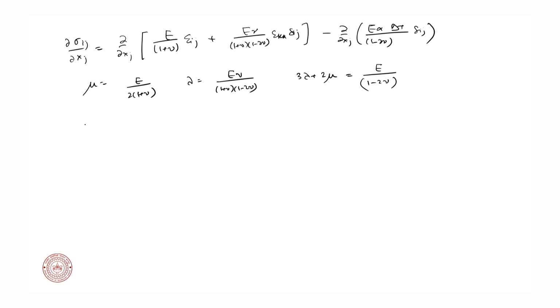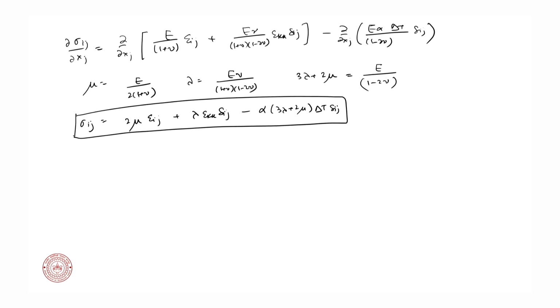Therefore, let us first write sigma ij in terms of these constants. This was 2 times mu epsilon ij plus lambda epsilon kk delta ij minus alpha times 3 lambda plus 2 mu delta T delta ij.